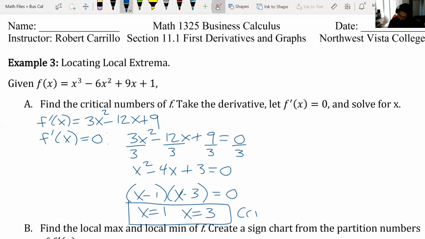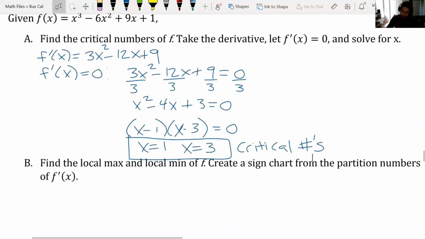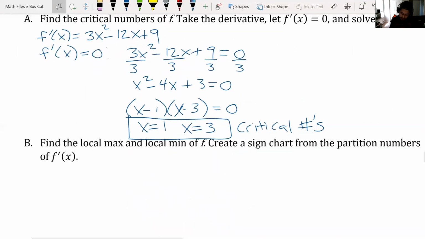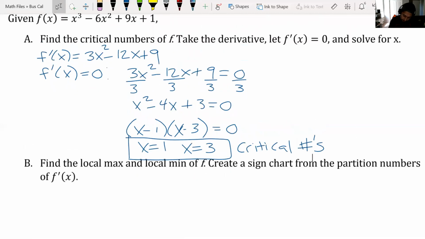These are critical numbers or partition numbers, either one. Okay, so just like all the other steps, we now go down and make a sign chart. So that's our next step. We make a sign chart.